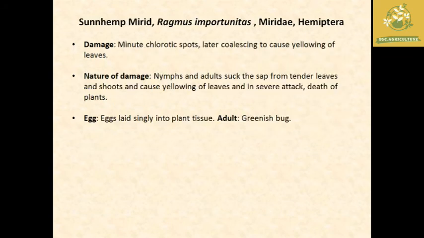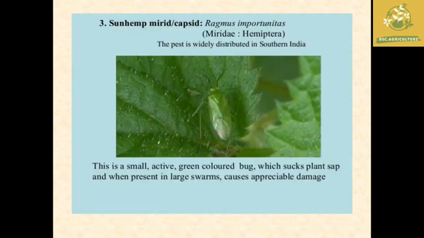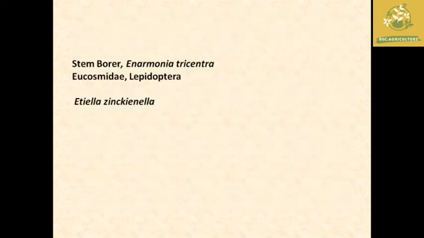And the next one is Sunhemp mirid, where the scientific name is Araeocoris importunalis, the family is Miridae, and the order is Hemiptera. The major symptom of damage is minute chlorotic spots, later causing yellowing of the leaves. The nature of damage is that nymph and adult suck the sap from the tender leaves and shoots, causing yellowing of leaves, and in severe attacks, the death of plants. The egg is laid singly in the plant tissue, and the adult is a greenish bug. This is the picture of Sunhemp mirid.